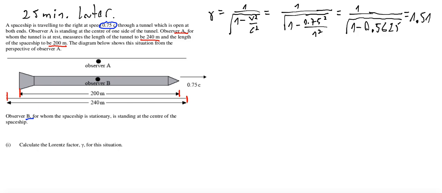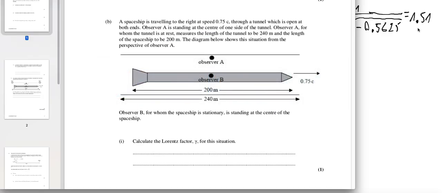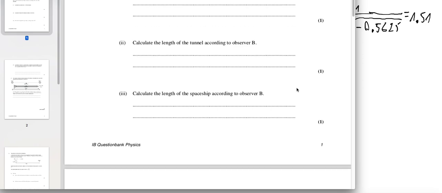Okay, I hope you have the same Lorentz factor, 1.51. And next, calculate the length of the tunnel according to observer B.